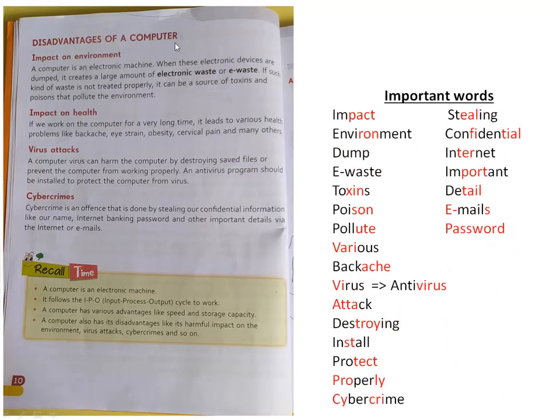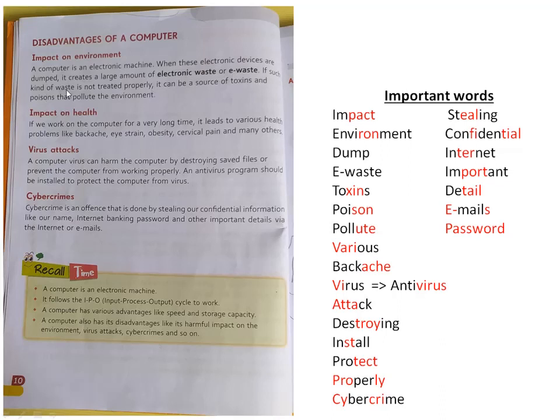Disadvantages of a computer. Disadvantages, opposite of advantages. What are these disadvantages of a computer? Impact on environment. A computer is an electronic machine. When these electronic devices are dumped, means they are not useful, so we throw them away, right? So it is dumped. It creates a large amount of electronic waste or e-waste.